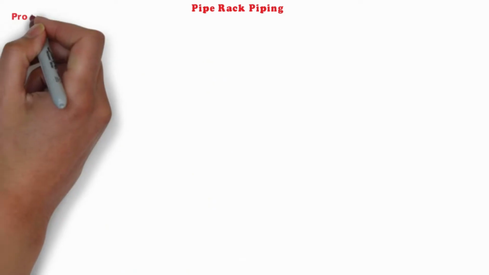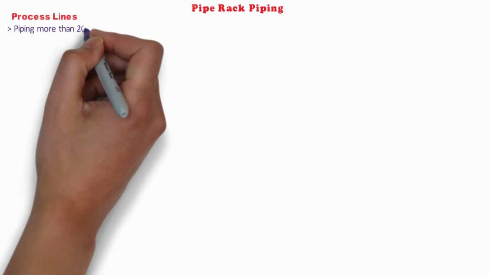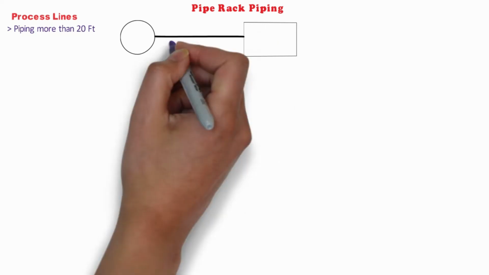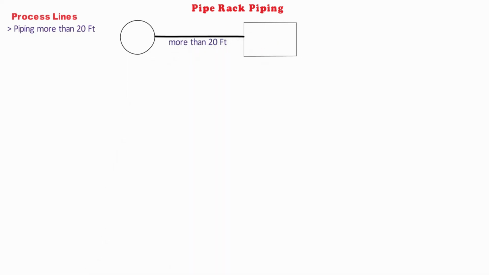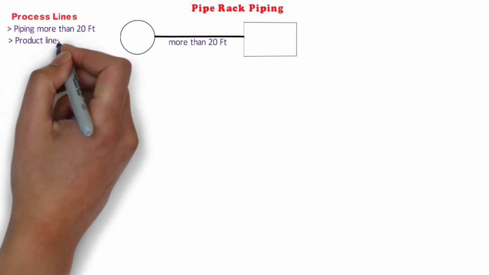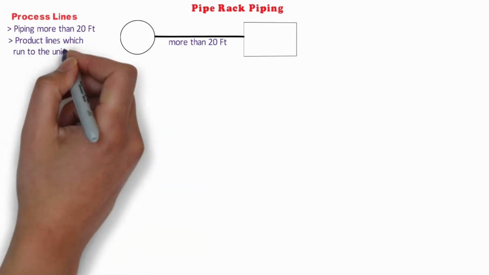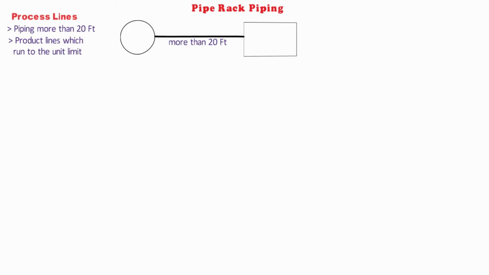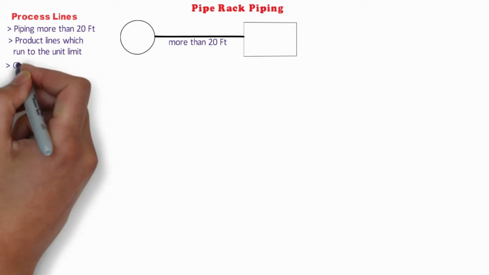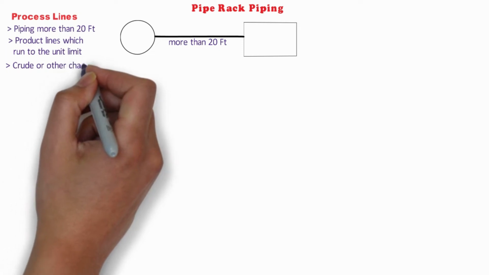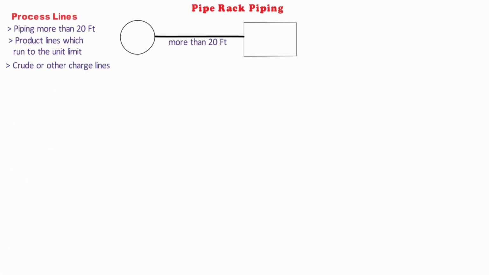Pipelines in the pipe rack are classified as process lines, utility lines, and relief header lines. Process lines are those which interconnect nozzles on process equipment more than 20 feet apart. Closer process equipment can be directly interconnected with pipelines. Product lines run from vessels, exchangers or more often from pumps to the limit of unit storage or header arrangement outside the plant. Crude or other charge lines enter the unit and usually run in the rack before connecting to the exchangers, furnace or other process equipment like holding drum or booster pumps.